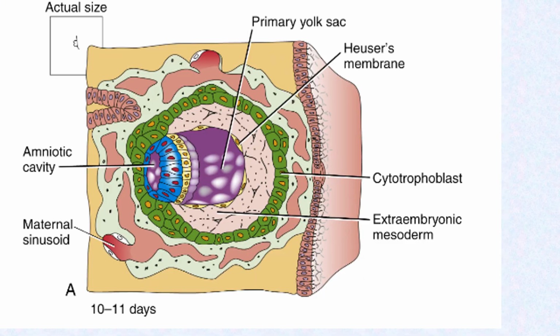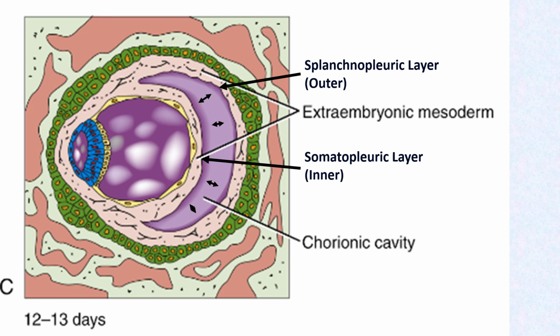By days 10 to 11, the space between Heuser's membrane and the cytotrophoblast becomes filled with loosely associated extraembryonic mesodermal cells. By 10 to 12 days, it is completely embedded in the endometrium. By days 12 to 13, the extraembryonic mesoderm splits into two layers, one coating the Heuser's membrane and the other lining the cytotrophoblasts. The outside layer that adheres to the cytotrophoblasts is called the splanchnopleuric layer. The inner part that adheres to the exocoelomic membrane, or Heuser's membrane, is called the somatopleuric layer. The space between the two layers is the chorionic cavity.